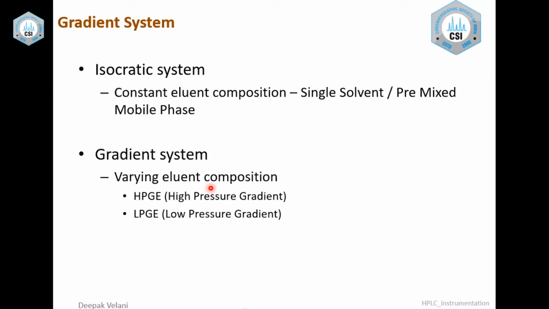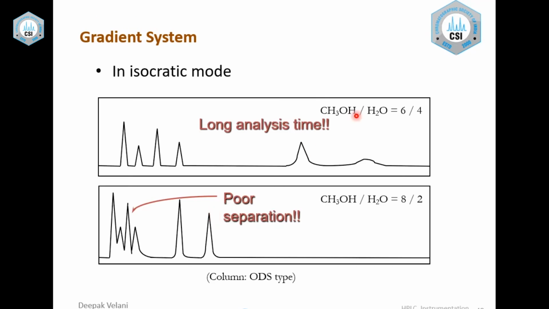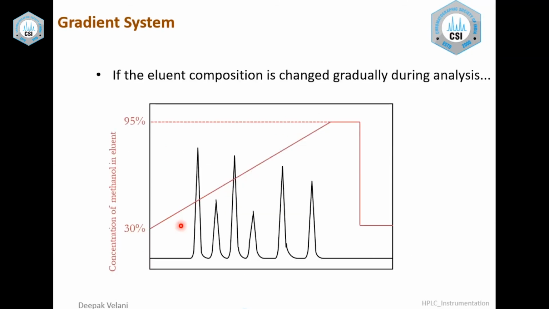So there can be two kinds of gradients: one is high pressure gradient and another is low pressure gradient. And this is a typical example of how you do it in the isocratic mode, where you can see the poor separations, and how you can do the same with the gradient system. That helps a lot with the gradient system, where you are increasing the organic content from 30% to 95%. So you're moving from polar to non-polar.